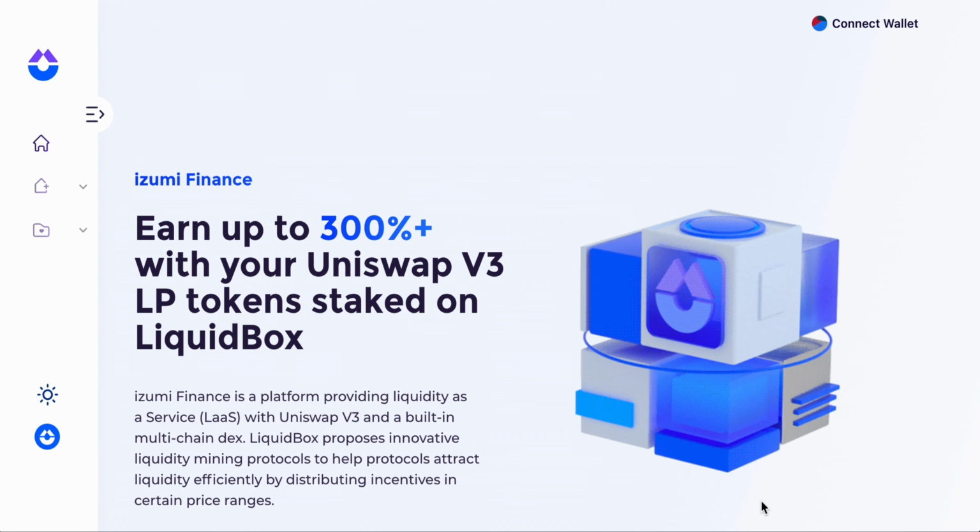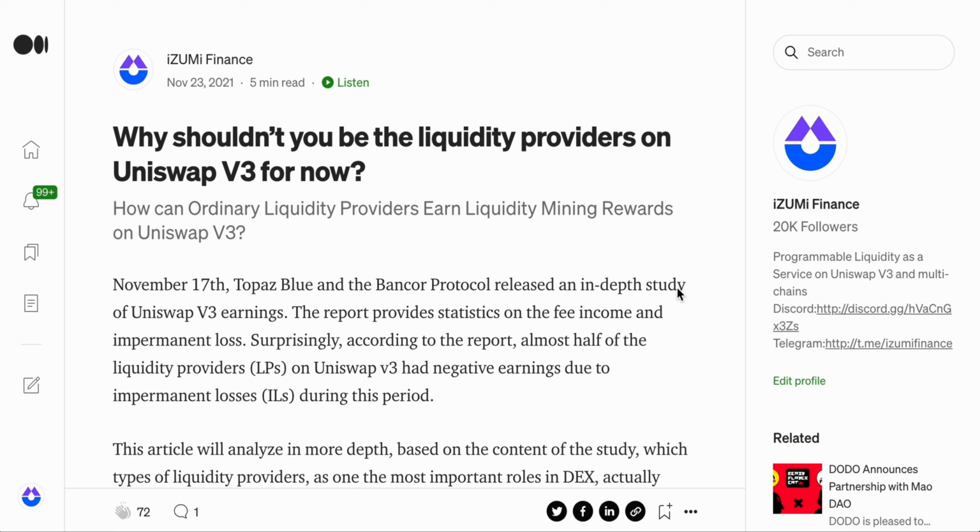Additionally, in Izumi's previous post on an in-depth analysis of impermanent loss of Uniswap v3 liquidity providers, we discussed that based on the on-chain data, Uniswap v3 liquidity providers are in an overall loss-making position due to impermanent loss. In other words, for these liquidity providers, if they do not choose to provide liquidity on Uniswap v3, but simply hold the crypto asset in their hands, they would probably end up with a higher return on their investment.